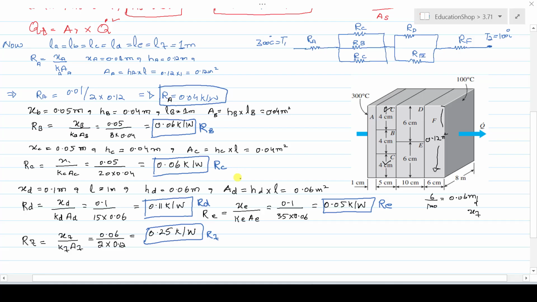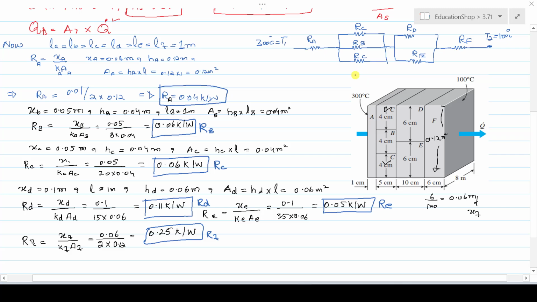So I have encircled all the resistances of each section, so you can clearly understand their values and don't get confused. Now we need to calculate the total resistance of this thermal resistance network diagram. First we will find the resistance of the parallel configuration, that is RA, RB, RC. These three resistances are in parallel, so we will find their equivalent resistance.